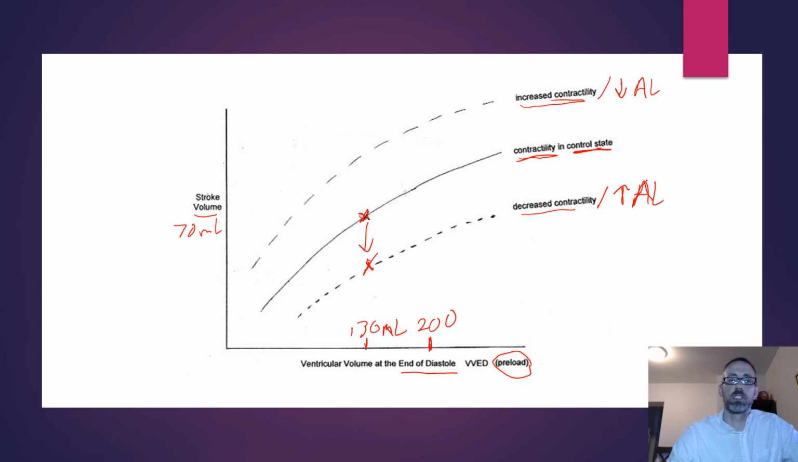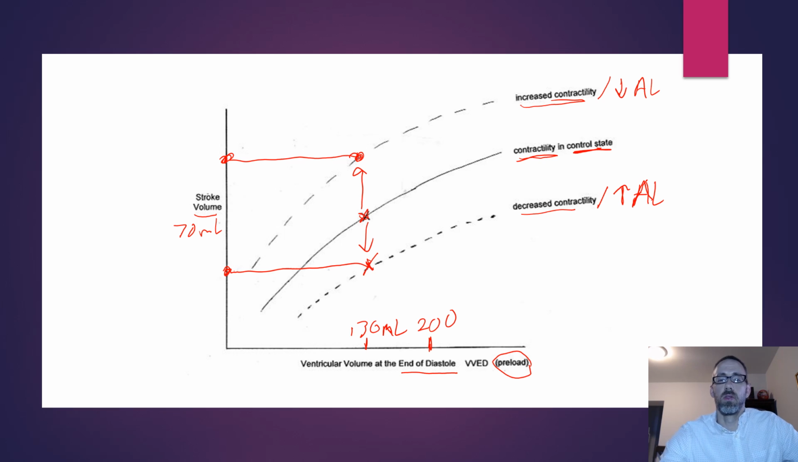It shifts the curve downward, because that increased afterload means it's an increased resistance that I have to overcome, and it's going to reduce my stroke volume. On the other hand, if I reduce the afterload, it shifts me in the other direction. It shifts me to the top curve. And so my stroke volume will increase because I don't have to overcome as much resistance.